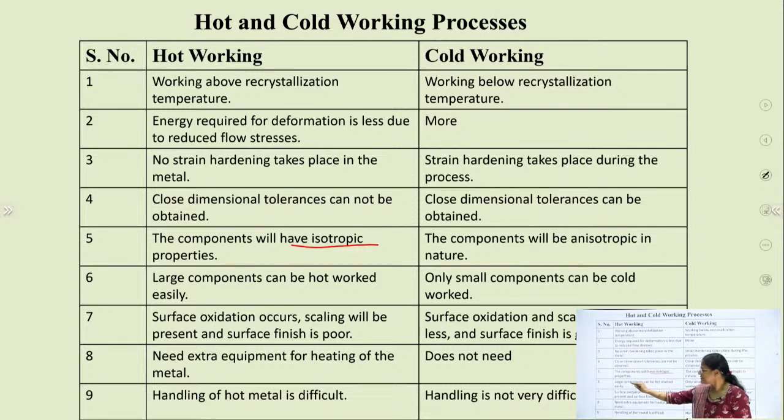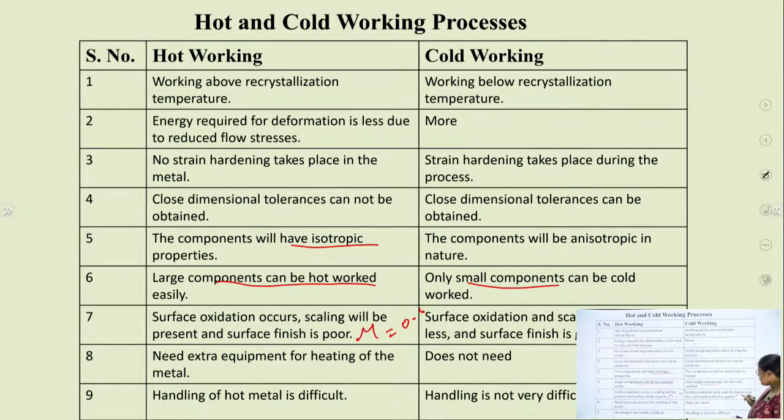As the flow stresses are less in hot working, large components can be easily hot worked, whereas in cold working only small components can be worked. In hot working, due to the higher temperature, surface oxidation occurs, scaling will be present and the surface finish is poor, and the coefficient of friction in hot working is around 0.6, whereas the coefficient of friction in cold working processes is around 0.1. So surface oxidation and scale formation are less and surface finish is good when we do cold working.